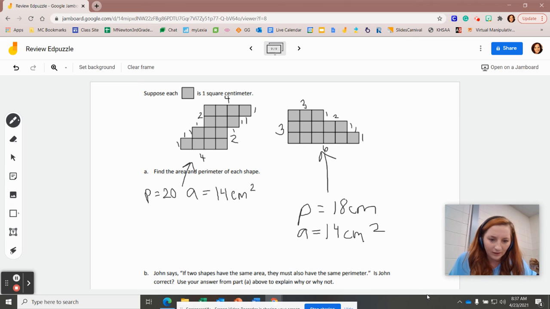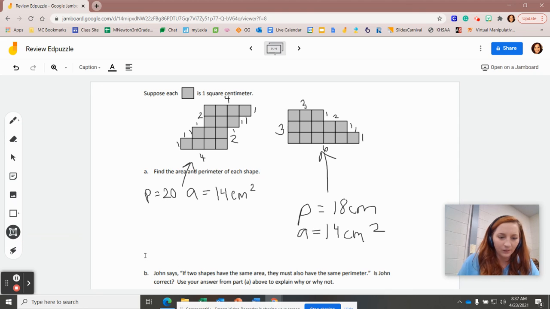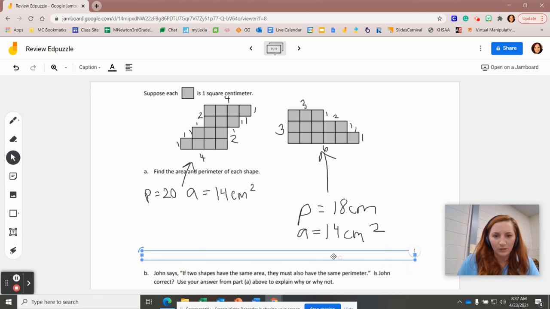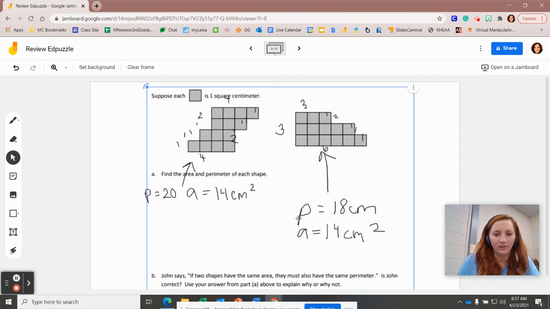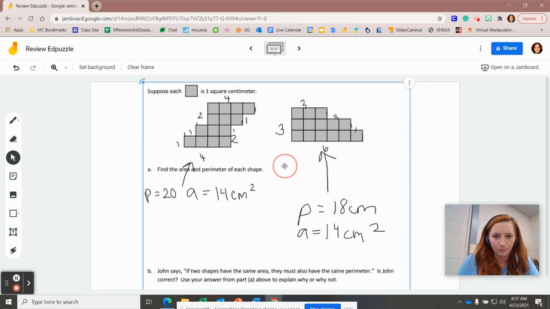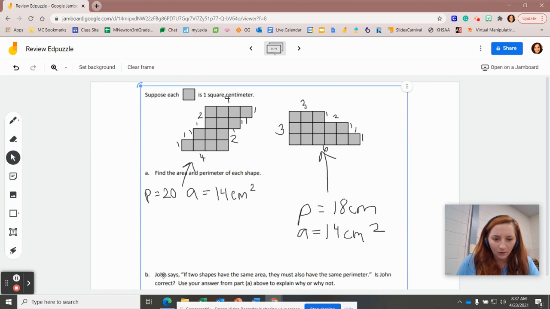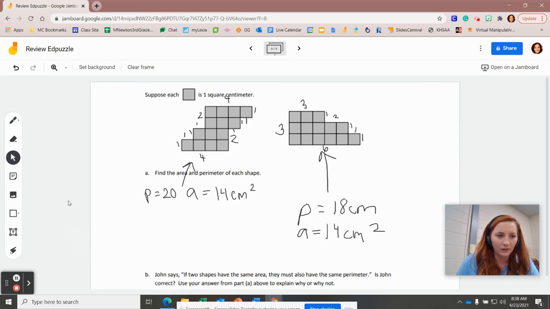Part B, John says if 2 shapes have the same area, they must also have the same perimeter. Is John correct? Use your answers from part A to explain why or why not. Well, you tell me. We just found 2 shapes that had the same area, but did they have the same perimeter?